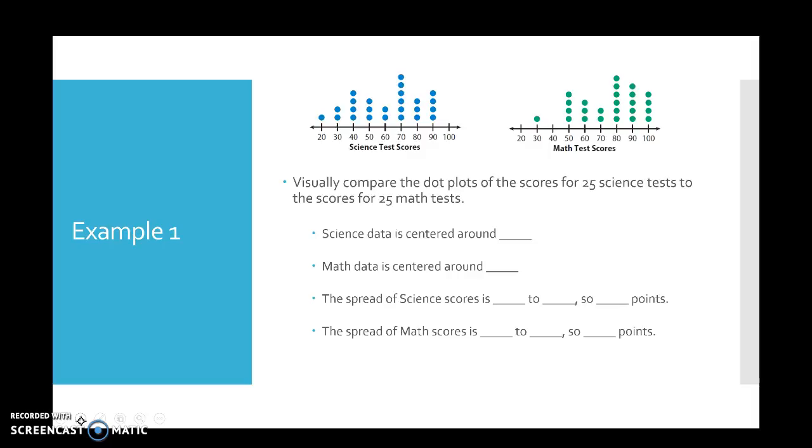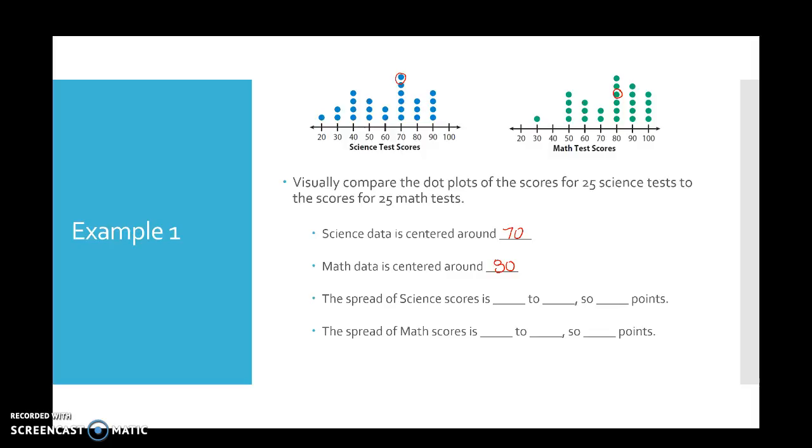So I'm going to go down to 24. So half of 24 is 12. So that means my 13th dot is the center. So 1, 2, 3, 4, 5, 6, 7, 8, 9, 10, 11, 12, 13. So that is the center. For science, let's find math. 1, 2, 3, 4, 5, 6, 7, 8, 9, 10, 11, 12, 13. So 13 there. So we have for science, it's centered around 70, and math is centered around 80.